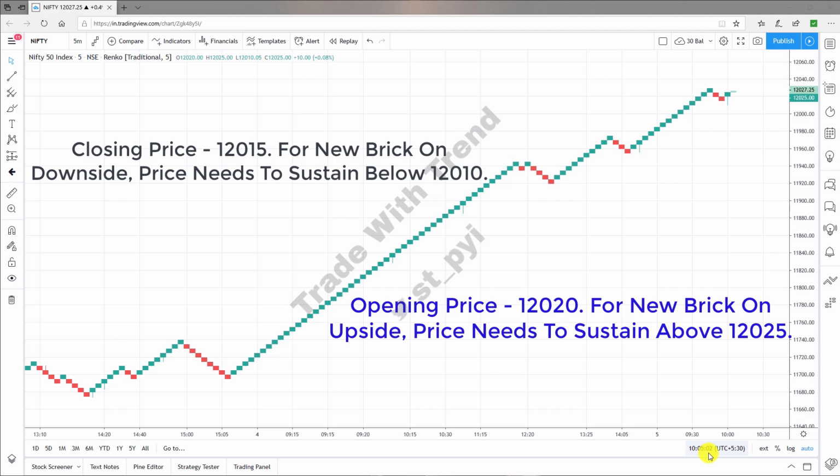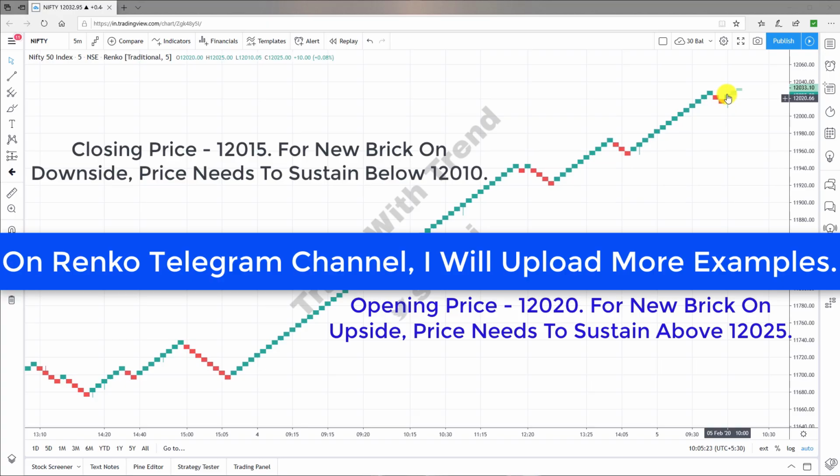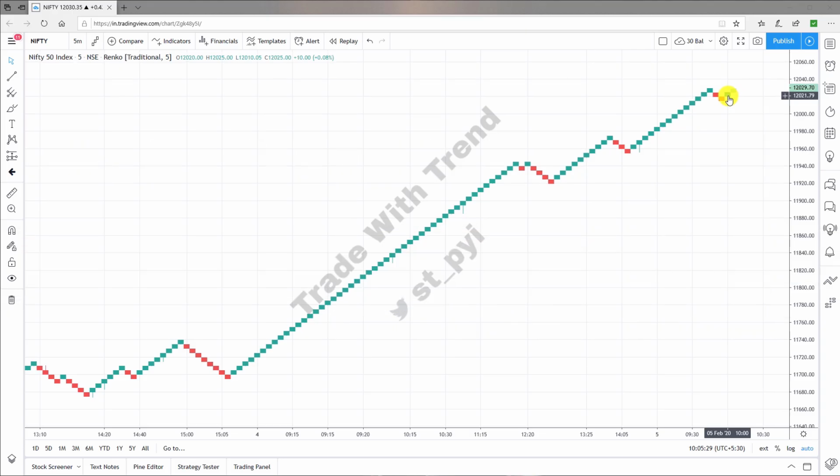So there you go. It is now 10:05, and here you can see a fresh brick is printed. Now the reason this got printed was because in the previous brick, the opening price was at 12,020. So price had to sustain above 12,025 for a 5-minute interval for this particular brick to be printed. So now if you see, the latest printed brick becomes this one where I am putting out my cursor here. So the closing price here is now 12,025.